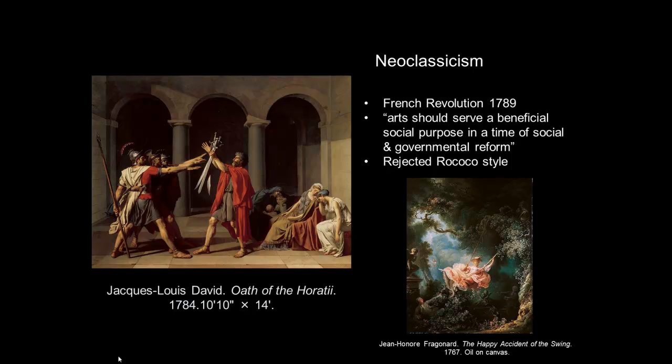There's this very dramatic scene, for example, where the woman is swinging and her shoe falls off, and there happens to be a man there to catch it in his lap. Neoclassicism is a rejection of this. It happens during the French Revolution, and these artists believed that art should serve some kind of beneficial social purpose, such as governmental reform.